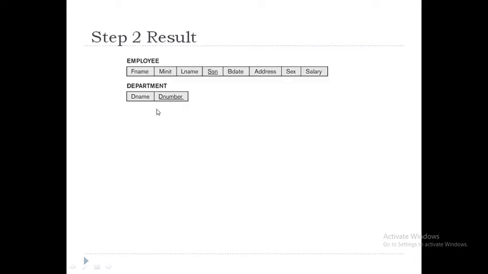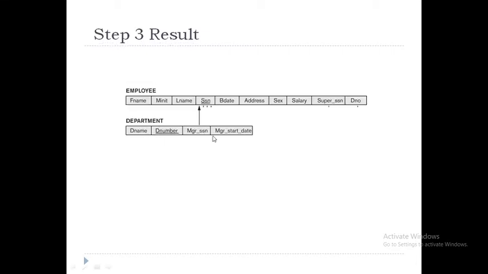You can see here, initially in department we had department name and department number, only two attributes. Now after mapping the relationship manages, we will get the manager SSN and the manager start date. What is the primary key of employee? That is SSN. Okay, so to indicate it is a manager's SSN, we name this attribute as MGR underscore SSN. And now this is the foreign key. It is referring to the employee relation.